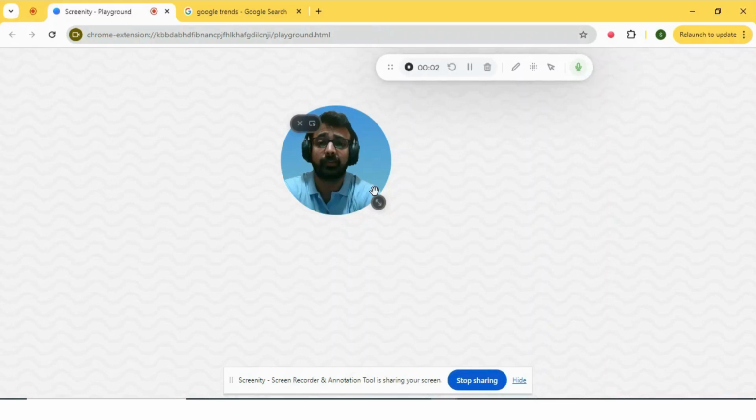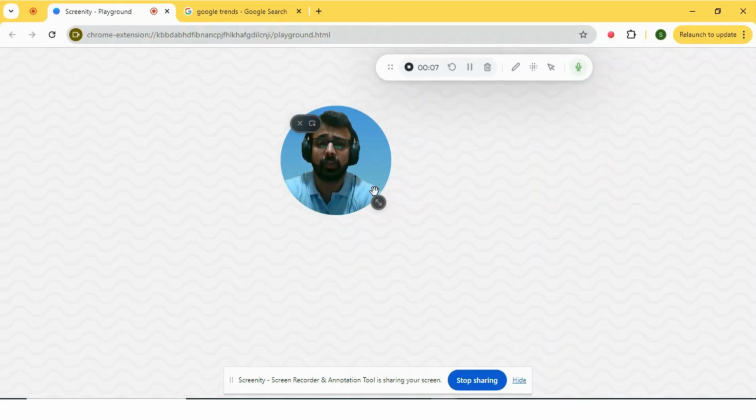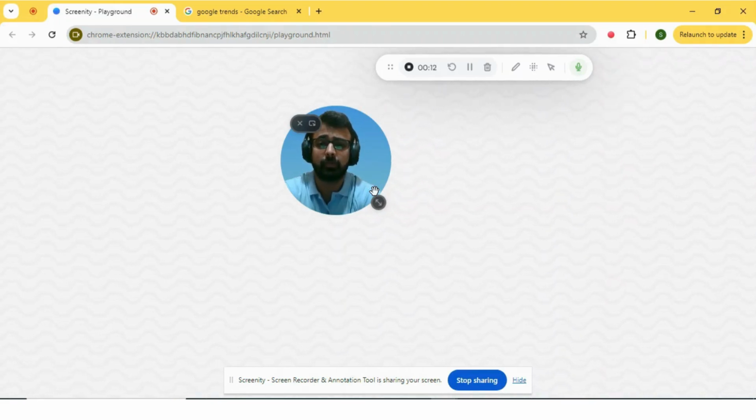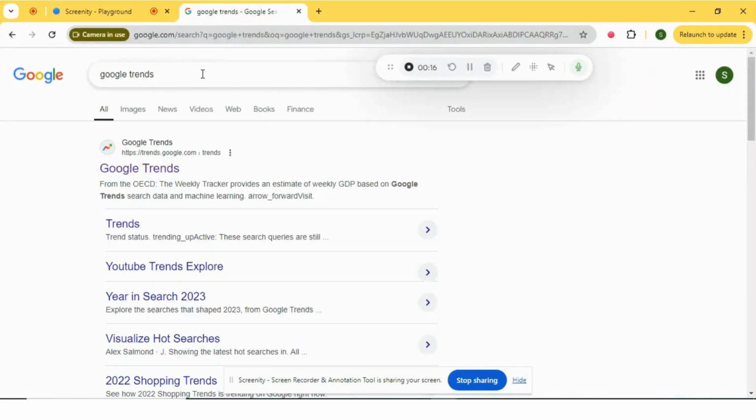Hello, everyone. Did you know that Google is providing a free tool for keyword research? What we would be doing today is looking at Google Trends. We would be writing Google Trends in the search bar.